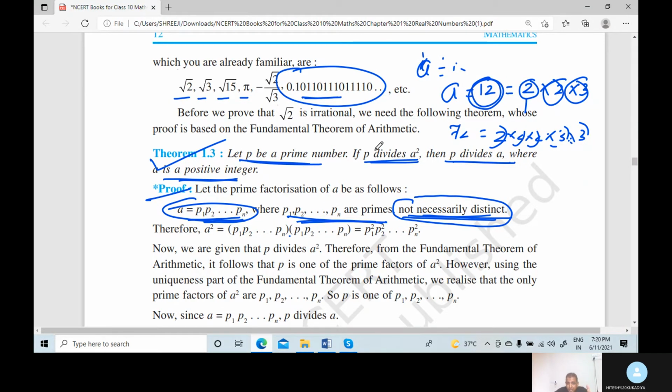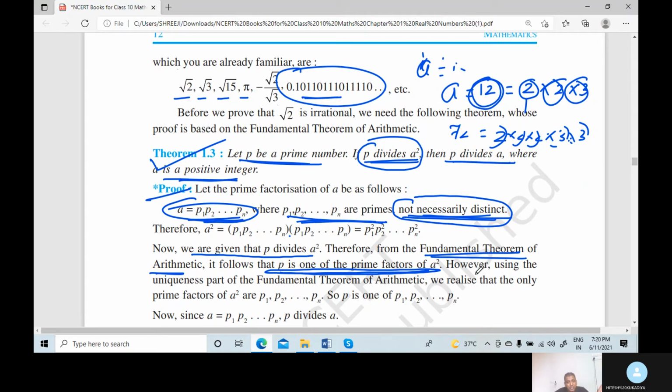Now read your question here. P divides A square. This is our data. We are given that P divides A square. Therefore, from the fundamental theorem of arithmetic, it follows that P is one of the prime factors of A square. This is the most important statement. Because P divides A square, P is one of the prime factors of A square. That means A square is divisible by P.